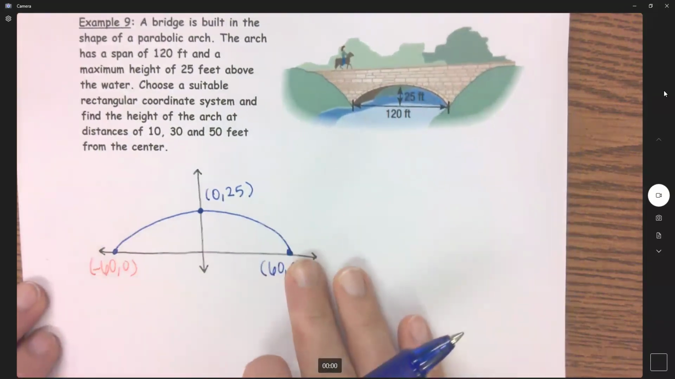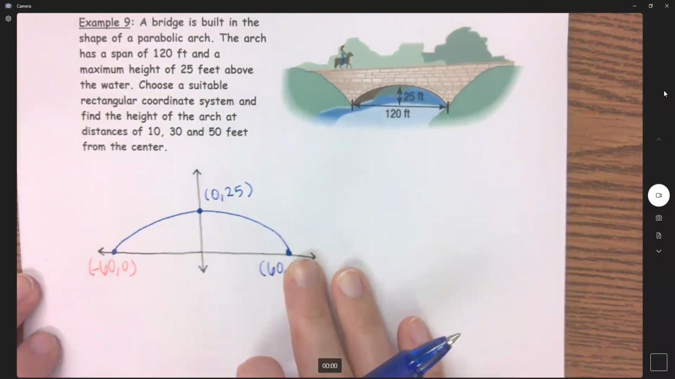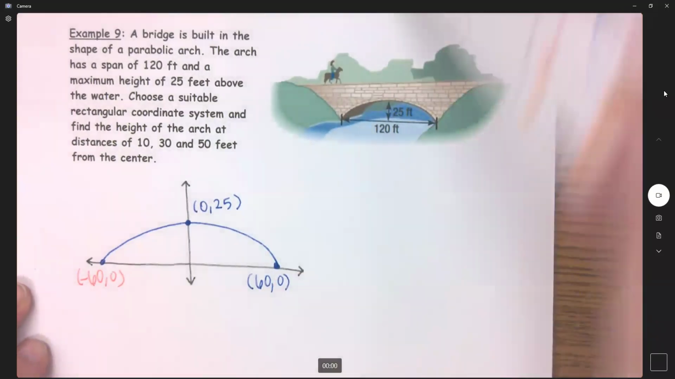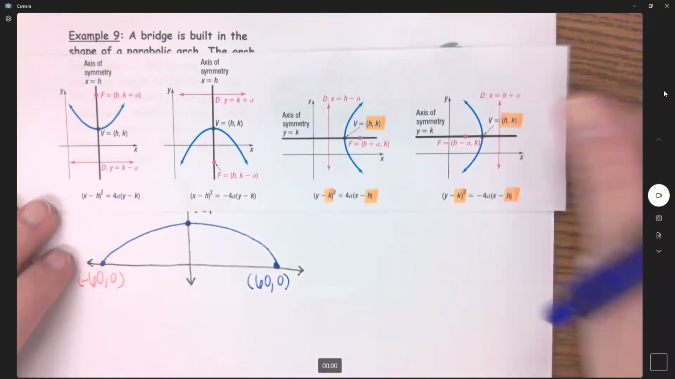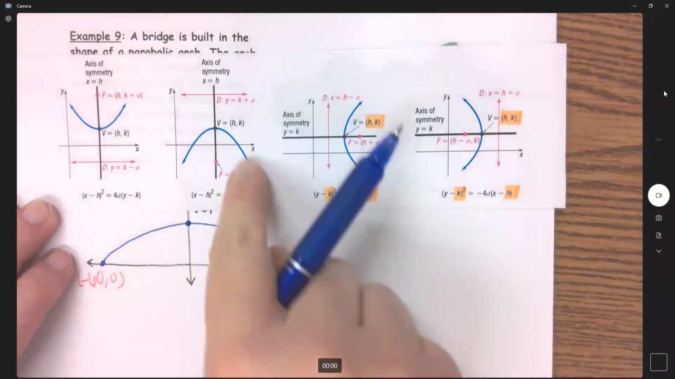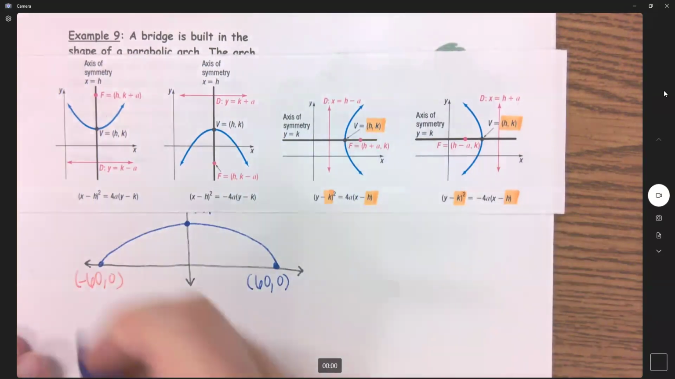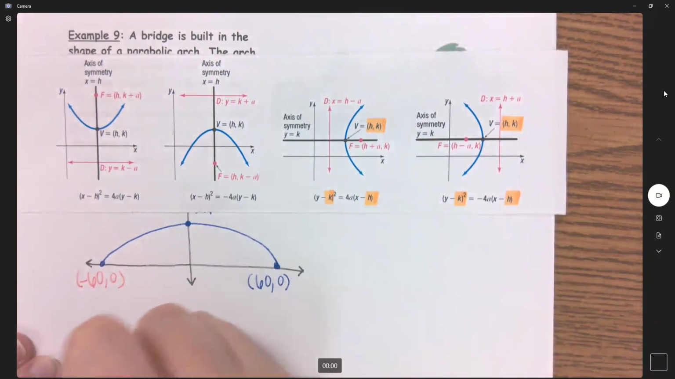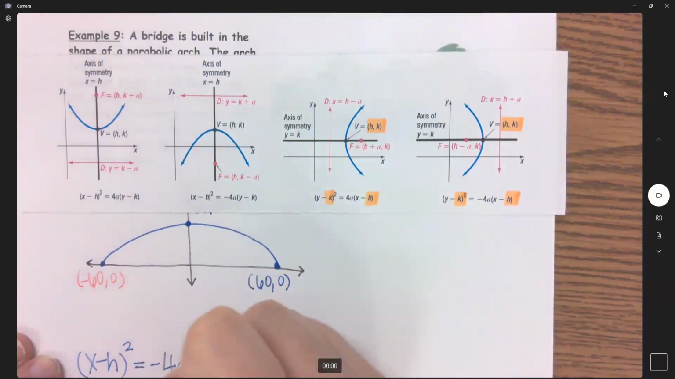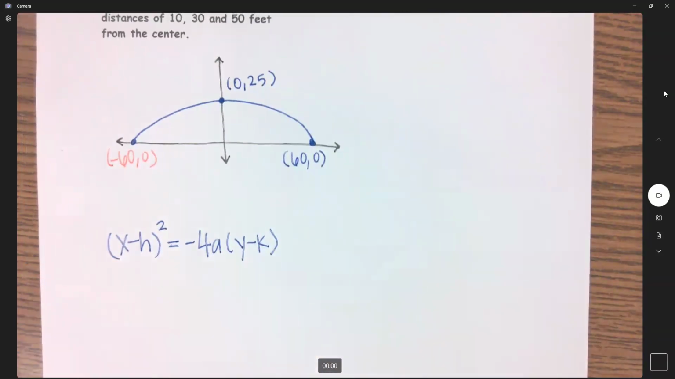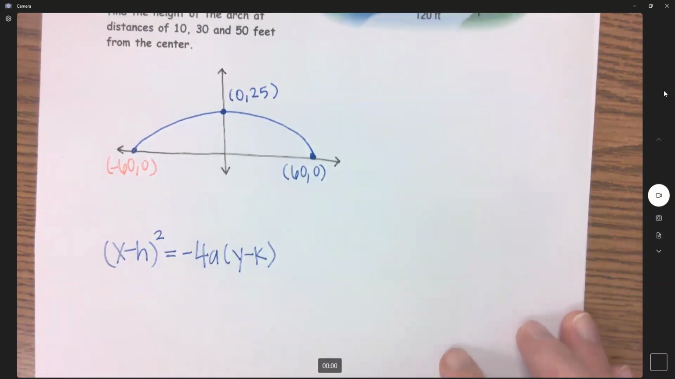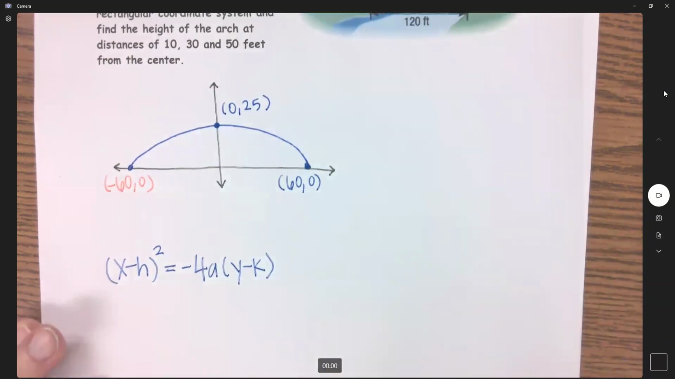So if I am using this parabola here, when I look at my formulas, which shape are we using? We're using this one here that's going down. So I need this formula. I'm going to rewrite it down here. And now, here we go. I need to make my equation for this parabola here.